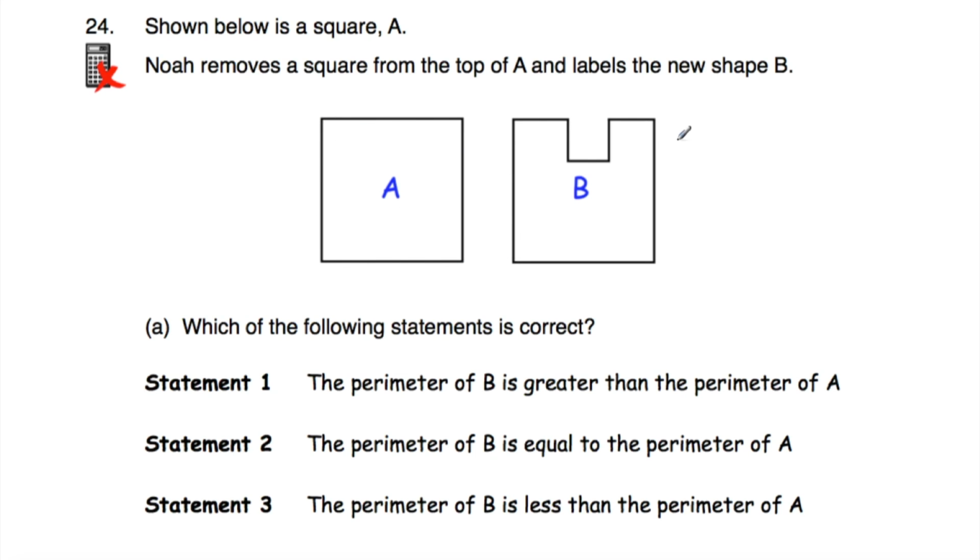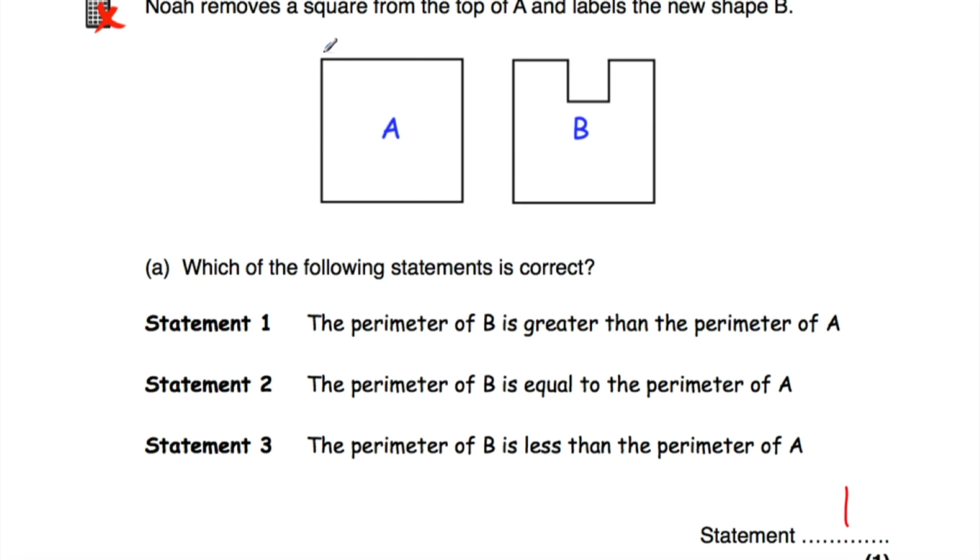So we could actually give some measurements here if we wanted to. You know, you could call this 10 centimeters, 10 centimeters, 10 centimeters, 10 centimeters, and then here you could say, well, it's 2 centimeters taken out and so on, and you do it that way if you wanted to. I'm just going to do it by looking at it. Now in terms of B, if you have a look at it, because we're starting here and we're going across, then down, and then across, then up, then across, then down, and so on, I believe the perimeter of B is going to be larger than the perimeter of A.